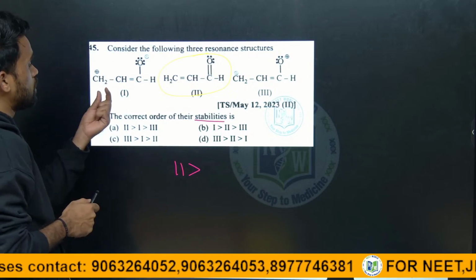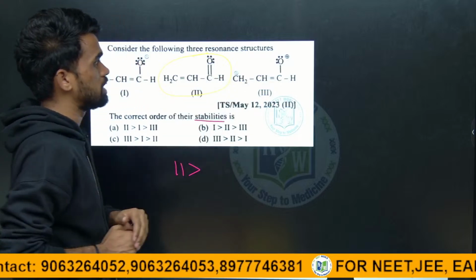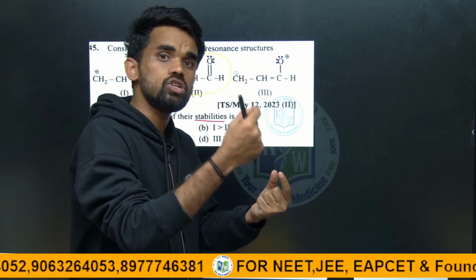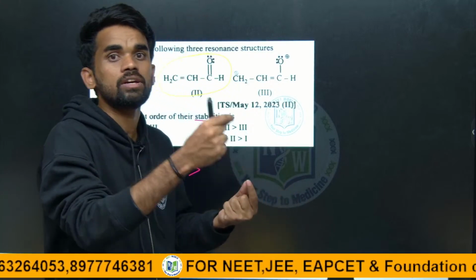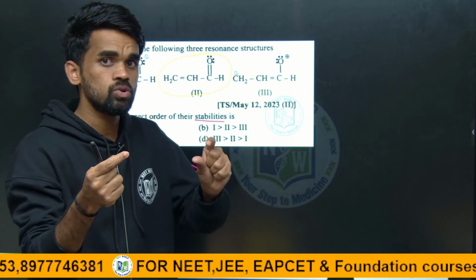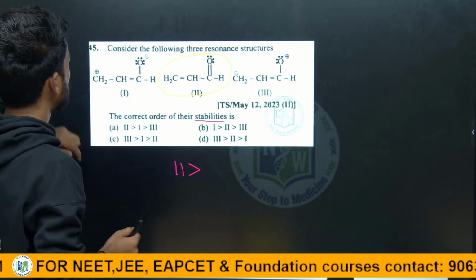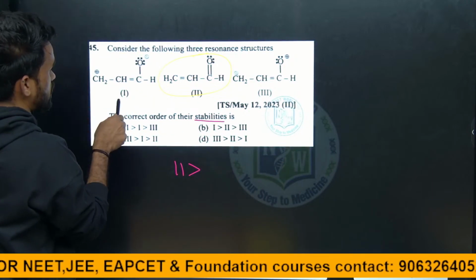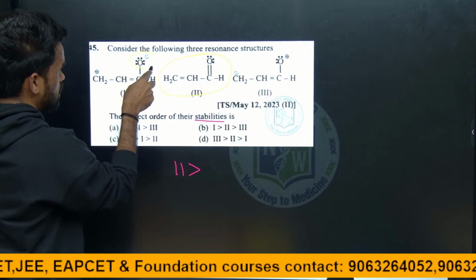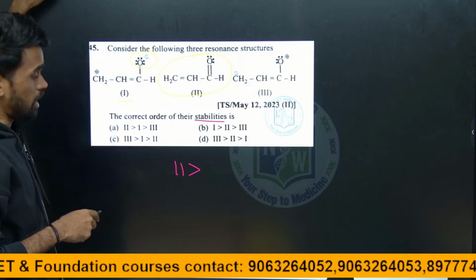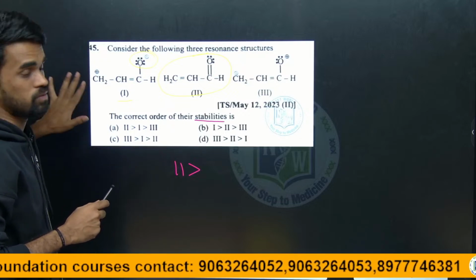Then next, from 1 and 3, how can we decide? There is one more statement: the negative charge should be present on the more electronegative atom and the positive charge should be on the less electronegative atom. Here, in the first option, the negative charge is on the oxygen atom, which is more electronegative than this carbon, and the positive charge can be on the low electronegative atom. It is fine.